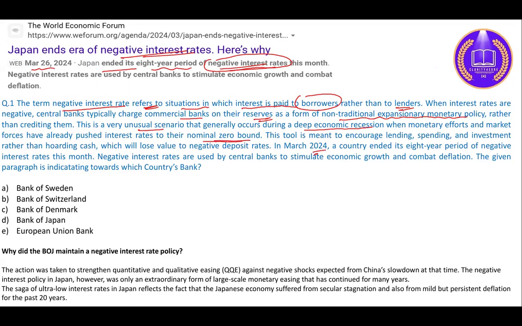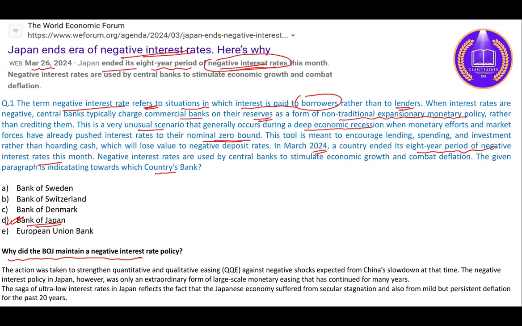In March 2024, the country ended its 8-year period of negative interest rate. You need to identify which country. So it is the Bank of Japan. The Bank of Japan ended its 8-year negative interest rate in the month of March. So the correct option here is Bank of Japan.